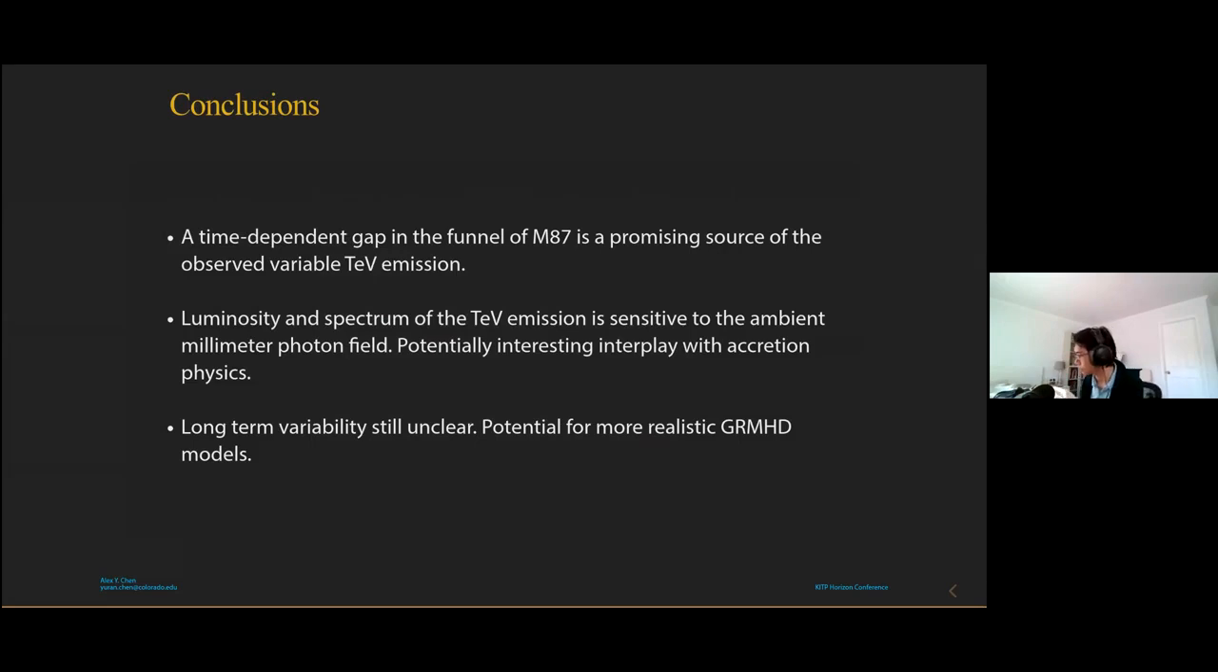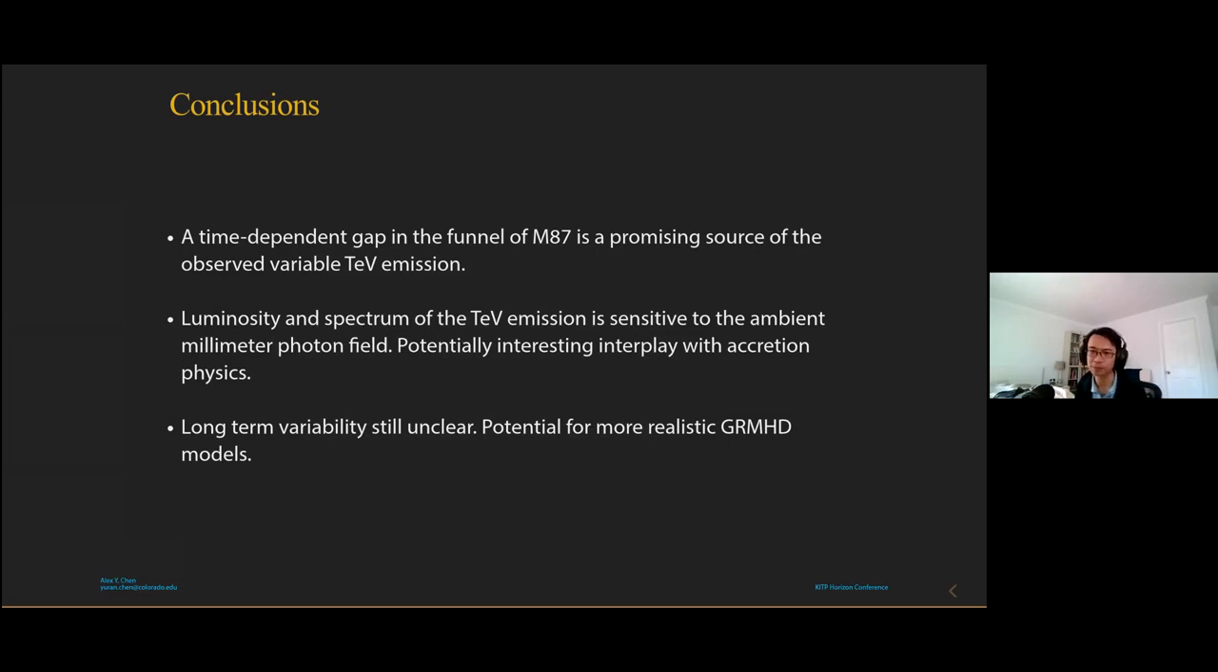So I'll conclude. I think the gap is a pretty promising emission mechanism, although it seems that to get the kind of flare energies, the power from the gap is still a little bit low.